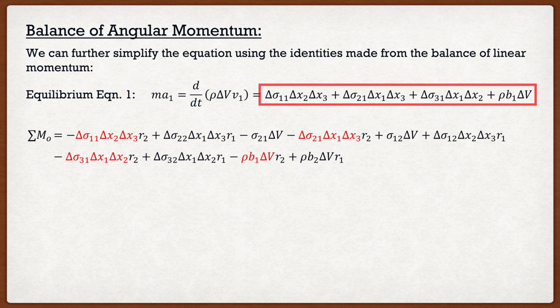And again, we're going to repeat this with equilibrium equation number 2, because a lot of the remaining terms are represented in equilibrium equation number 2, and we're left with the following, where the total moment is the negative of the time derivative of rho v, I guess volume, I should say volume since we also have velocity, times r2 plus the time derivative of rho times volume times velocity times r1 minus sigma 2,1 times the volume plus sigma 1,2 times the volume.